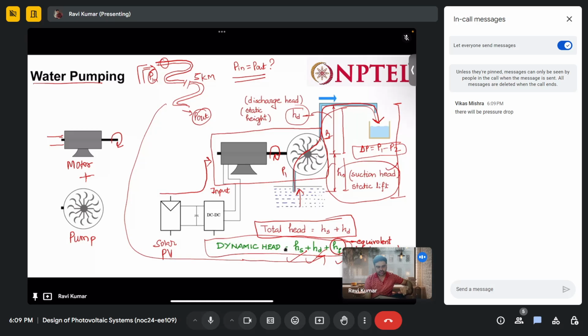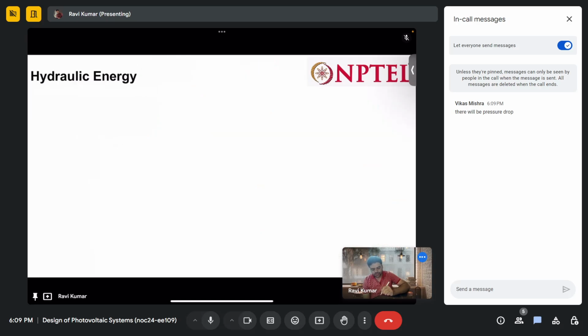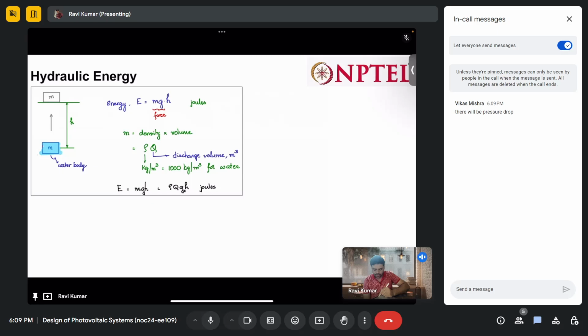Okay, so now let us understand how we calculate this energy required. If we need to take this water from this point to this point, how much energy do we require? So we will understand here. Let's say there is a body M, we need to take it to a height of h, so the energy required will be mgh, the formula for potential energy.